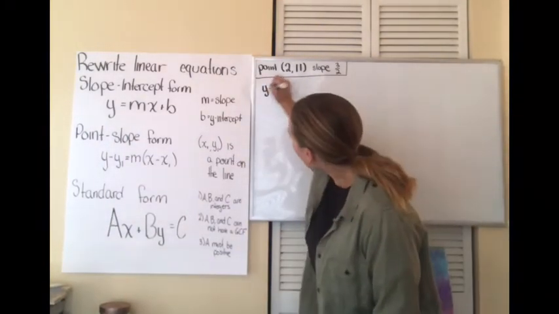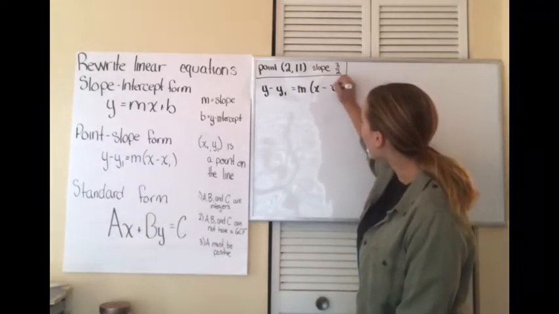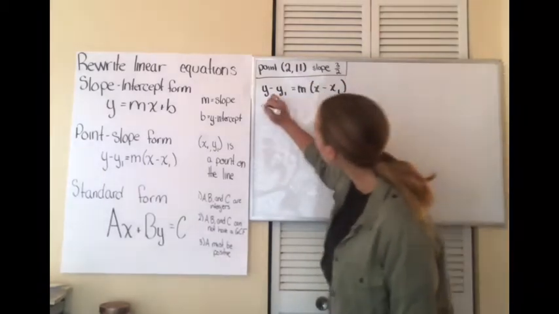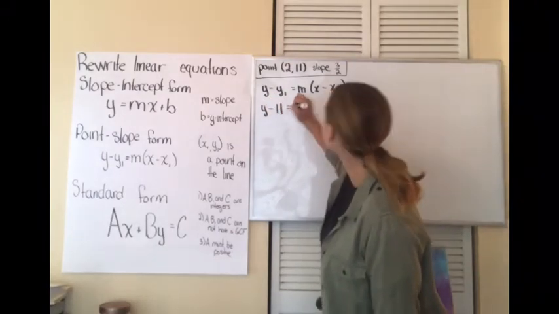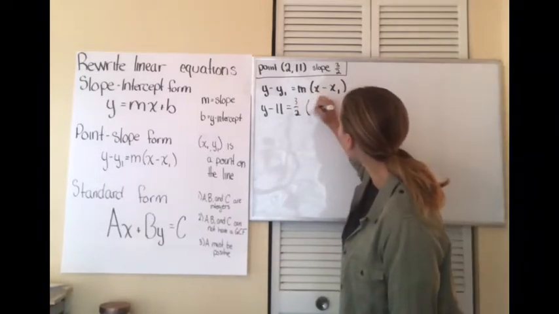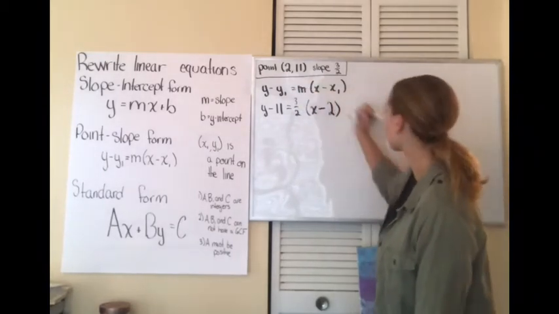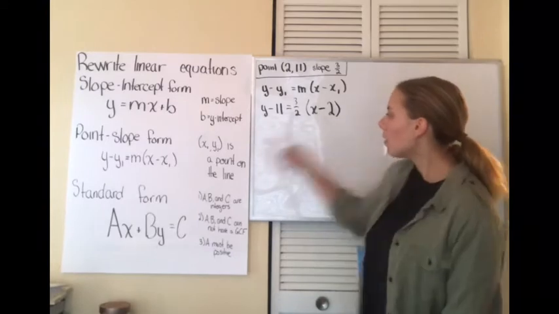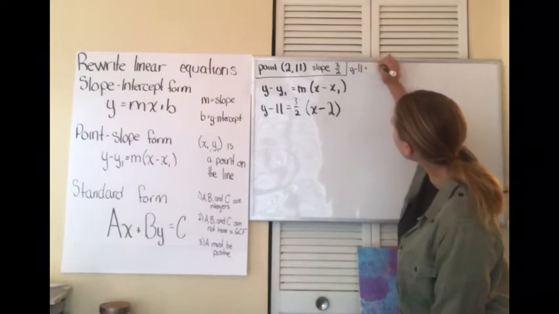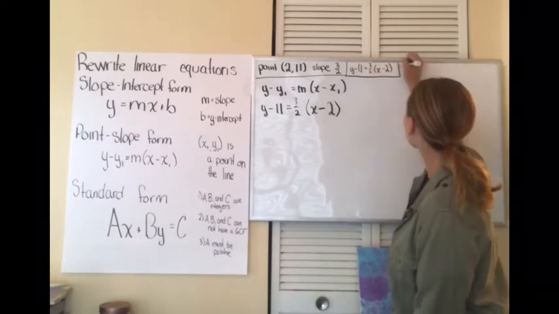So y minus y1 equals m times x minus x1. y1 is my y value, it's 11. So y minus 11 equals m, the slope, which is 3/2, times x minus x1, which is the number 2. This is point-slope form. So y minus 11 equals 3/2 times x minus 2. This is my point-slope form.